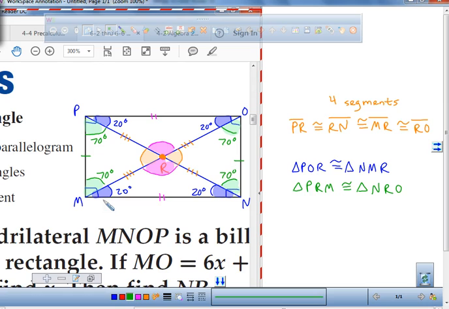All right? Why? Because it's a rectangle. And what do all the corners of a rectangle have to be? All the corners of a rectangle have to be 90 degrees. All right. So now, we've got a 70, we've got a 70.